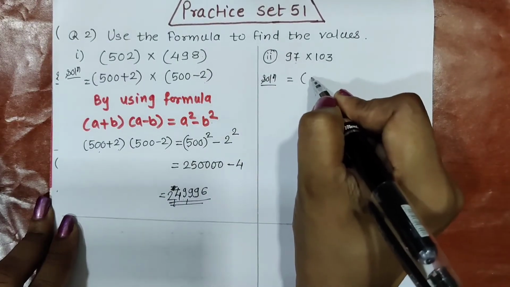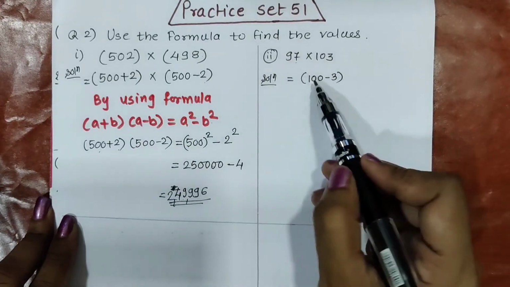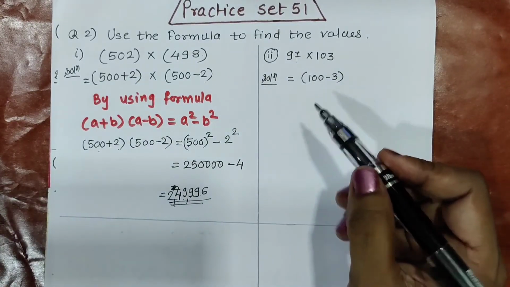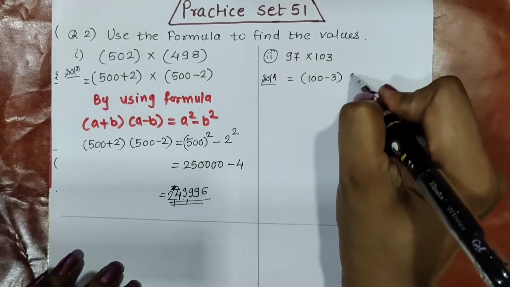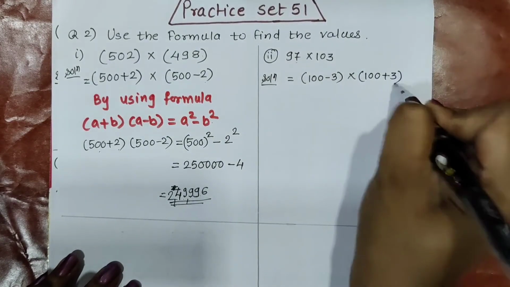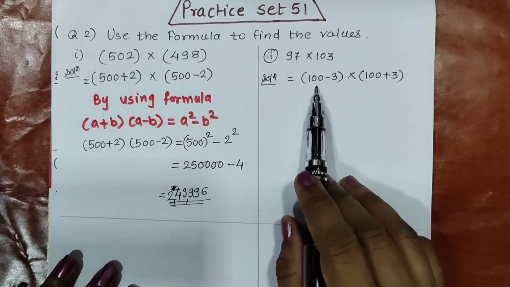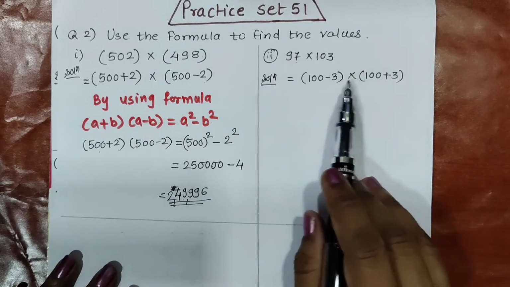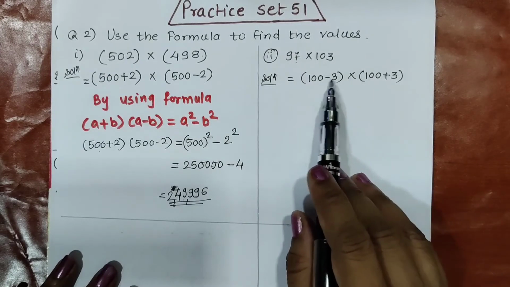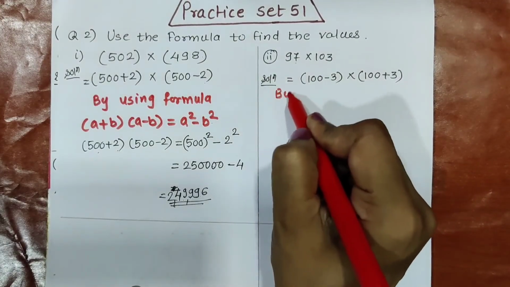97 can be converted into 100 minus 3. We all know 100 minus 3 is 97. And 103 is converted as 100 plus 3. So it is 103. As you can see, in both the numbers the first term is the same, the second term is also the same, only the difference is of sign. So now let us apply the formula. We write here by using formula.